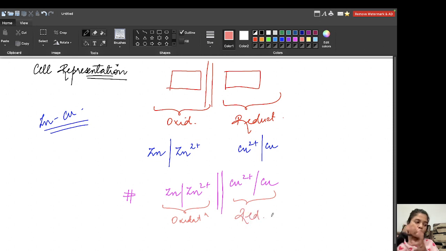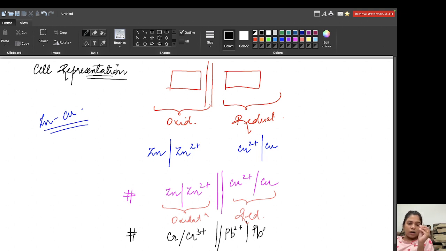Just remember the total number of electrons should be same. We'll just discuss this a little later. Like one more example of cell representation I can tell you. Cr is giving you Cr3+, a salt bridge in between, Pb2+ is giving you Pb. This is one more example of how to represent a cell.